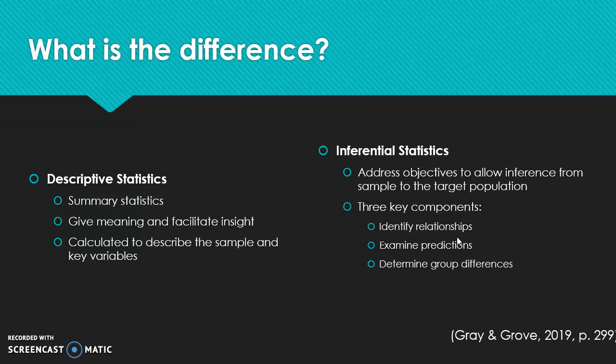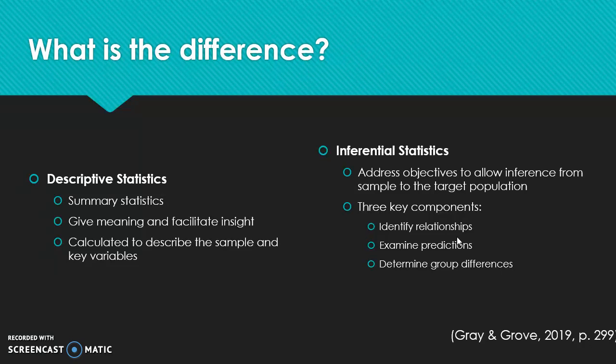On the other hand, we have inferential statistics, and these are used to address objectives, research questions, and hypotheses to allow inference from sample to the target population. So for example, if we had a sample of ICU nurses and you were doing a study about ICU nurses, you would use inferential statistics on that small group, and you would want to see if you could portray it to the overall population of nurses in general throughout the whole hospital.